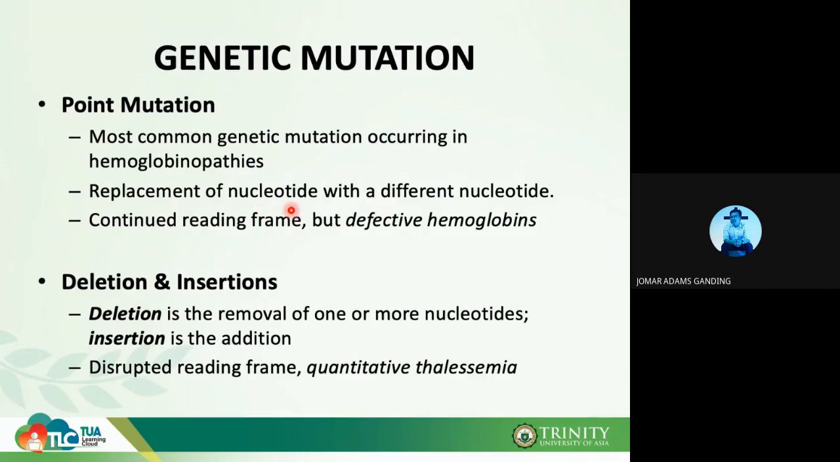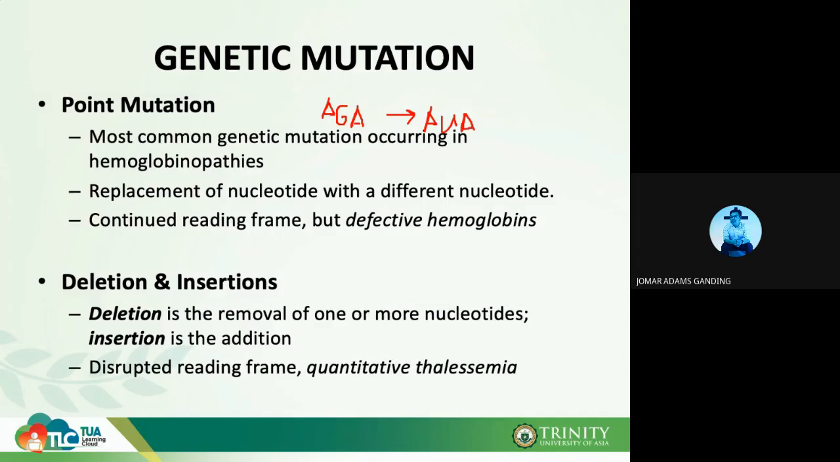So meaning to say, may mapapalitan na nucleotide. So kunwari, take for example, meron kang AGT, okay? Meron kang AGA, okay? So yung AGA mo will now be mutated into becoming what? They will now be mutated into your, sabihin na natin, AUA.